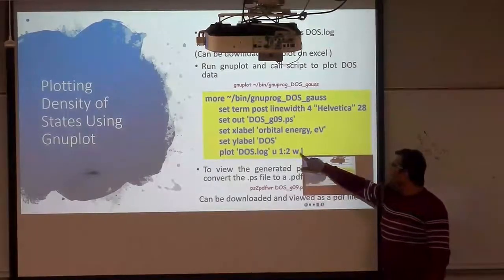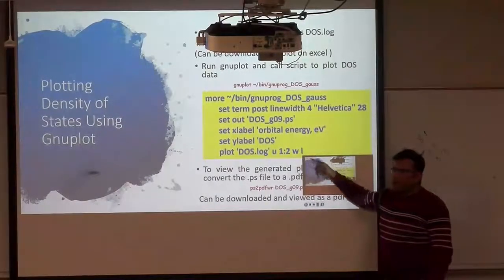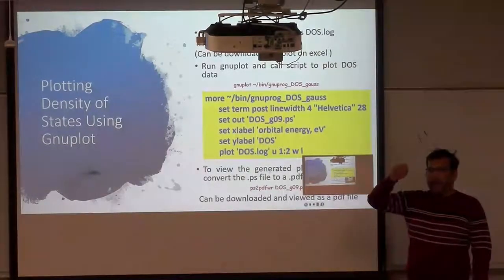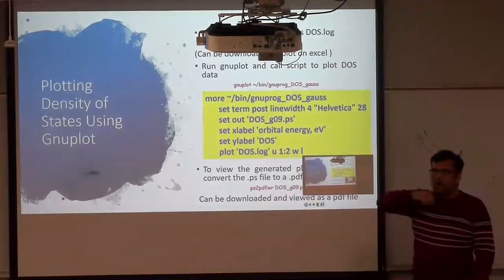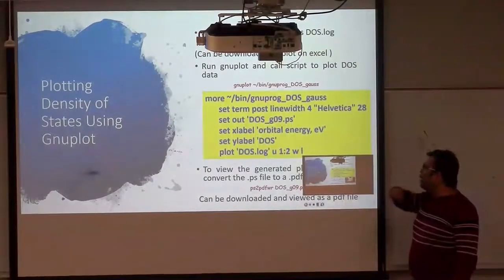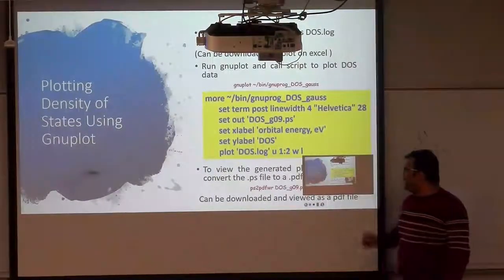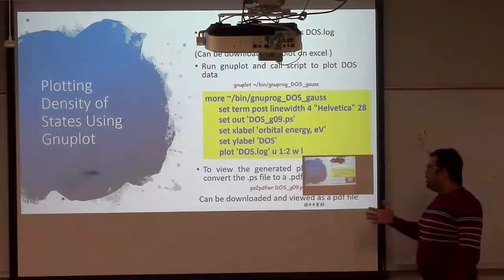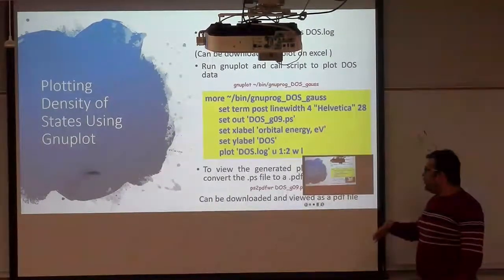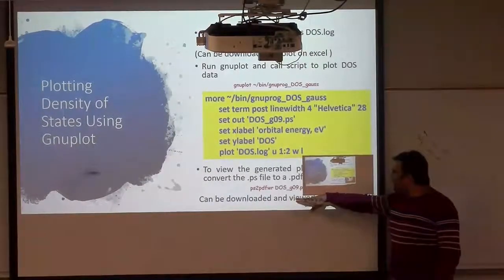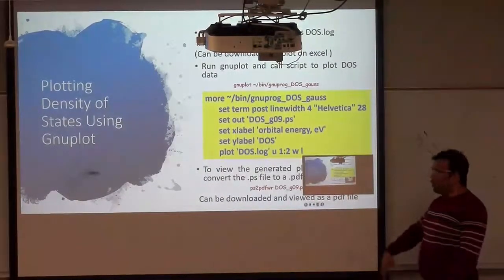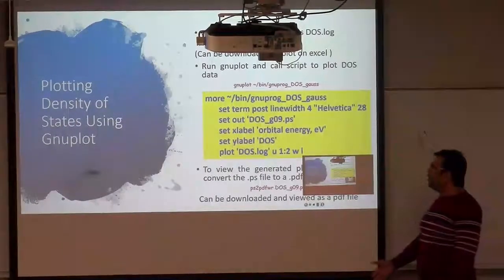If we use WP, then it will not create any line, it will rather create points, and it will not add those points. So if we want to add the points, then we will use with line. And if we want to see these things as a PDF form, we can convert the PS file to a PDF file using this command, and we can also download this PDF file for our purpose.